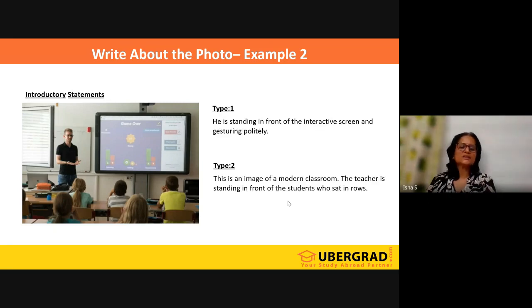Now, there are certain statements. He is standing in front of the interactive screen and gesturing politely. So this is one statement. This is an image of a modern classroom. The teacher is standing in front of the students who sat in a row. So children are sitting and the person is standing. It is a modern way of teaching, where there is a big screen and they are showcasing and giving the presentation. Well done, Jay.